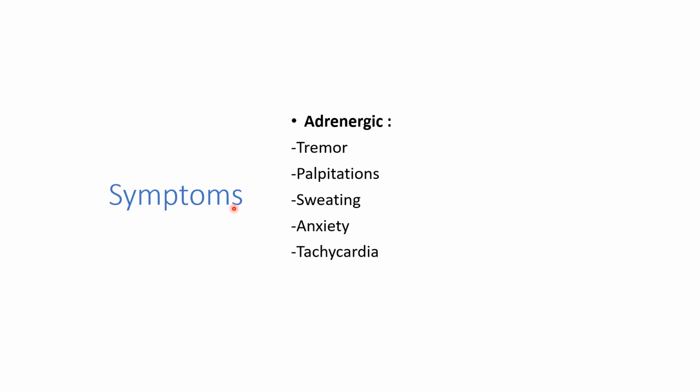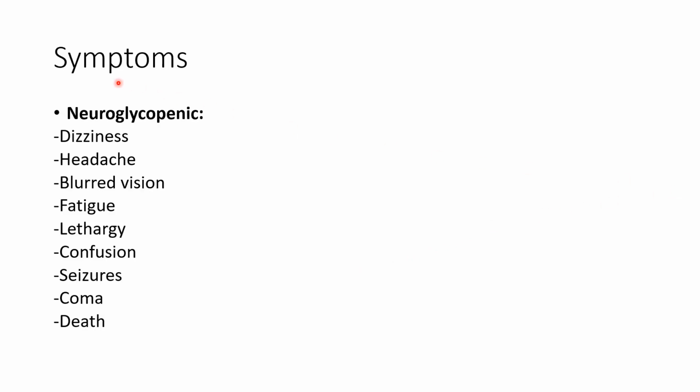When there's hypoglycemia, there are certain troubles that we can run into, like adrenergic symptoms. The adrenergic symptoms will be the first to appear, and that will give tremor, palpitations, sweating, anxiety, and tachycardia. Then, if nothing is done on time, that will go downhill to neuroglycopenic symptoms. In that case, there will be dizziness, headache, blurred vision, fatigue, lethargy, confusion, seizures, coma, and death.